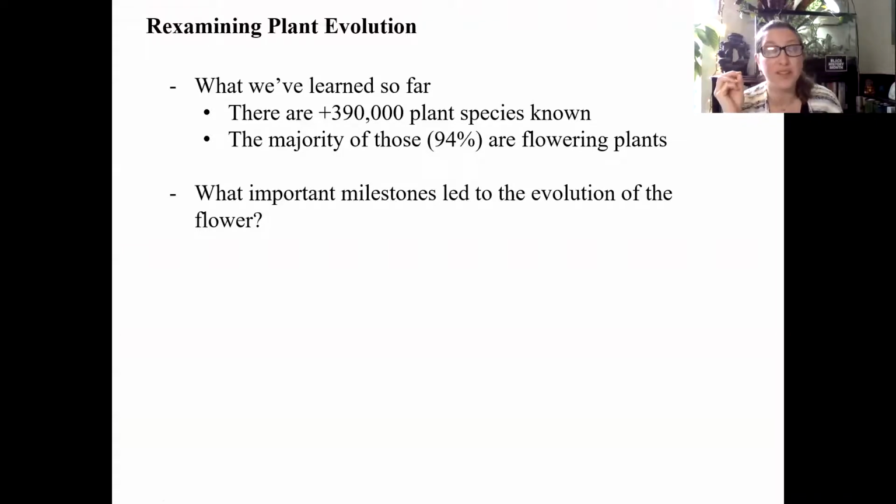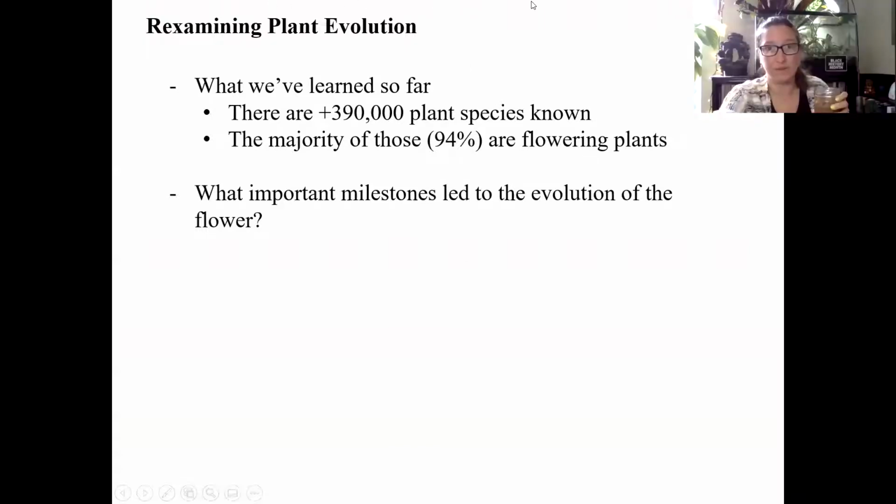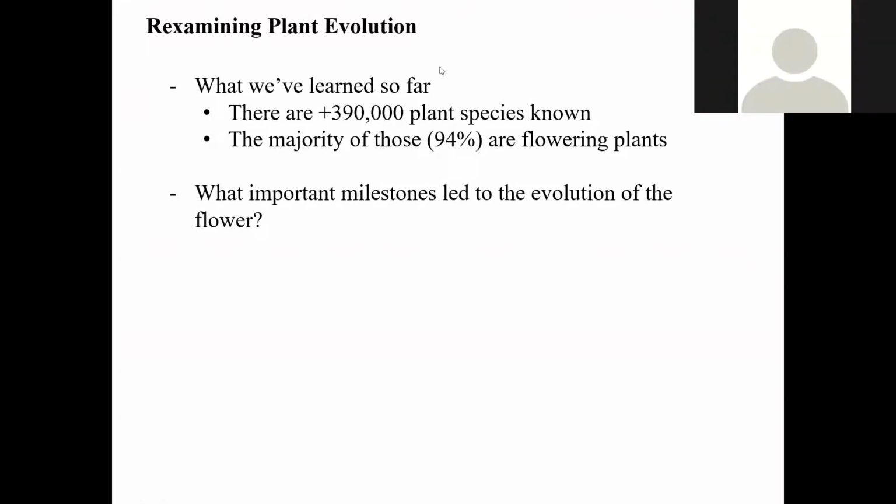Well, we've learned that there are a lot of plant species, probably more than 400,000, but at least more than 390,000 that we know of so far. And the majority of the plants on Earth that we know of are flowering plants, which we haven't even talked about yet. We talk about flowering plants at the end of this course.